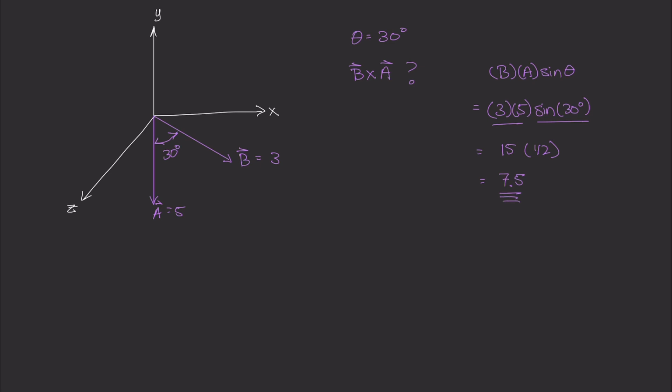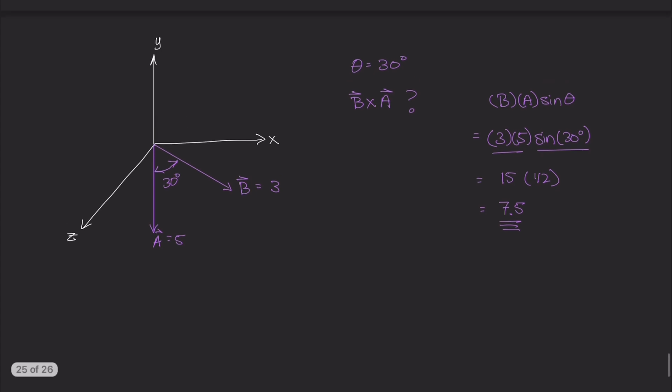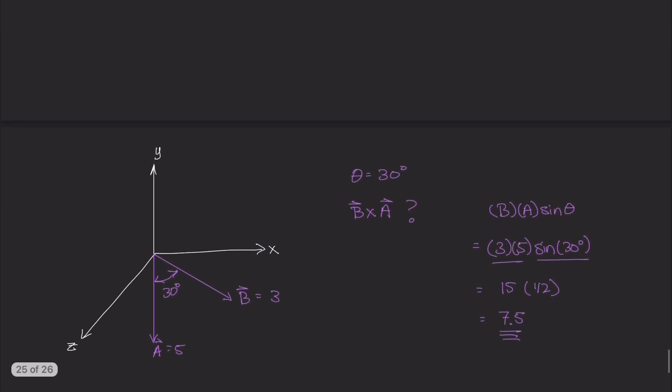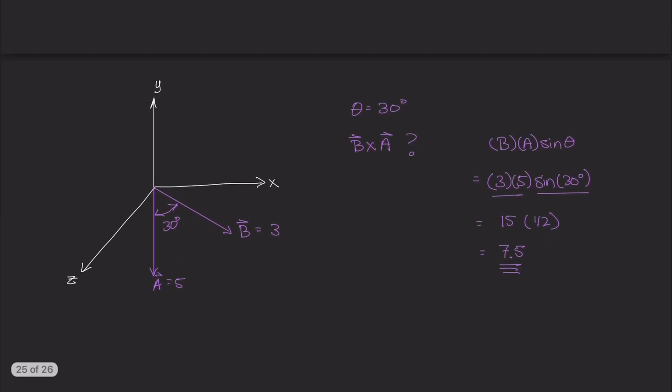Now, very important, this is just the magnitude of the vector product of B cross A. We'll learn how to calculate the direction in the following video, but for those of you who are desperate to know, the direction is going to be negative. So it's going to go in the negative y-axis. It's going to go downwards. Okay, so that is it for this quick review on vector products and cross products. Hopefully that makes sense. And in the next video, we'll go over the right-hand rule and understand how we can figure out the direction of a cross product.